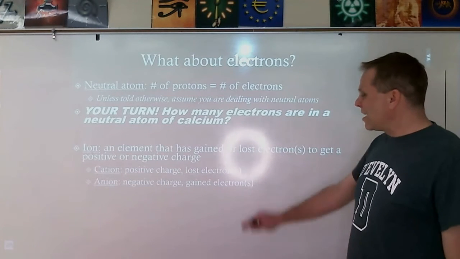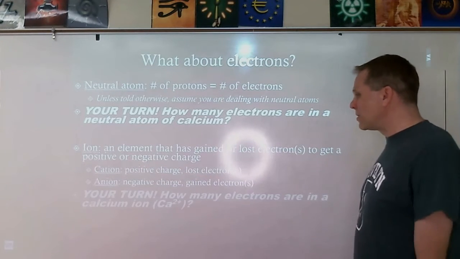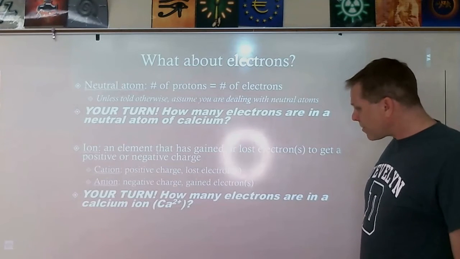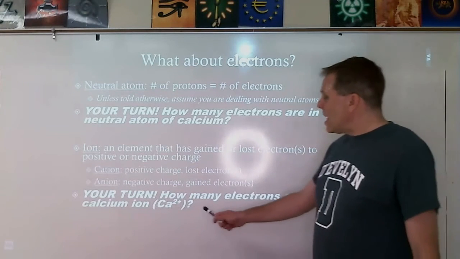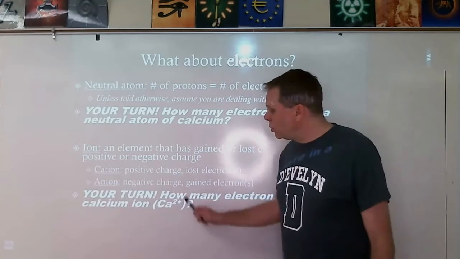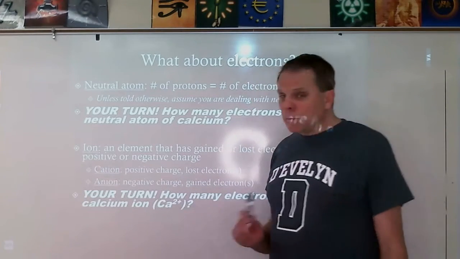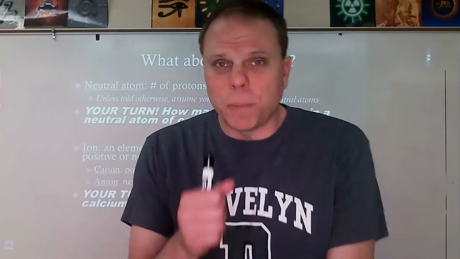All right, here we go. Again, anion, negatively charged. It's gained electrons. Cation is positively charged. It has lost electrons. So if we want to think about calcium 2+, that 2+ means that it has a 2+ charge. It is a cation. Remember, cations are positively charged. And if it's a 2+, that means it has 2 positive charges. And 2 positive charges means that it's lost 2 electrons.